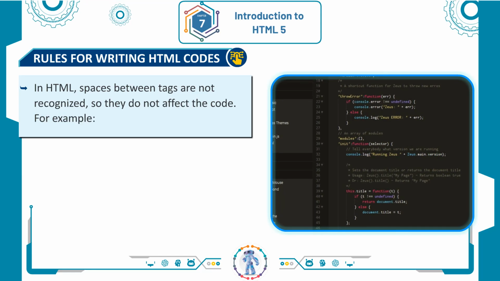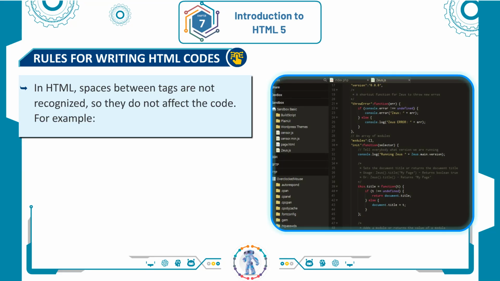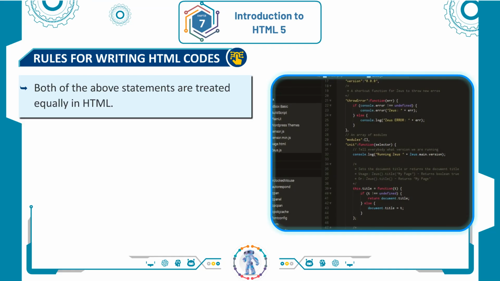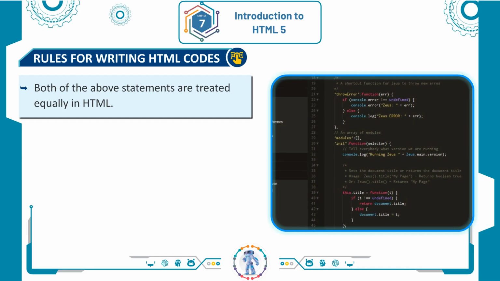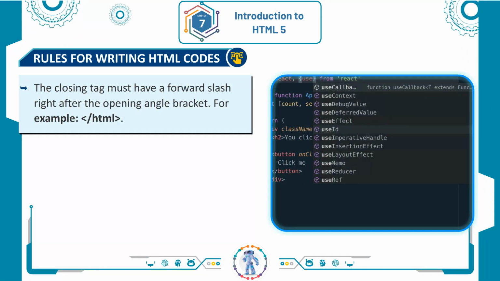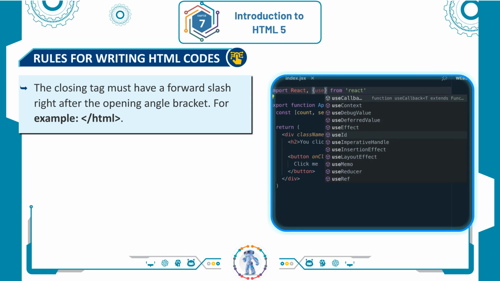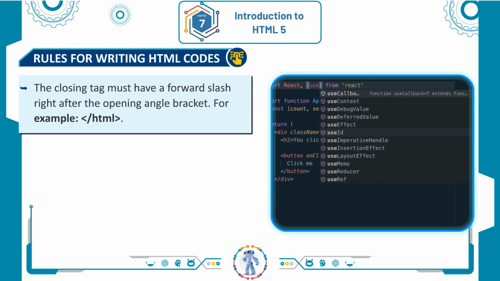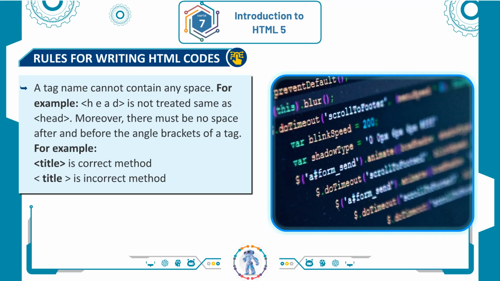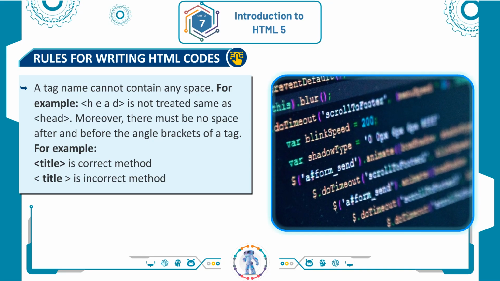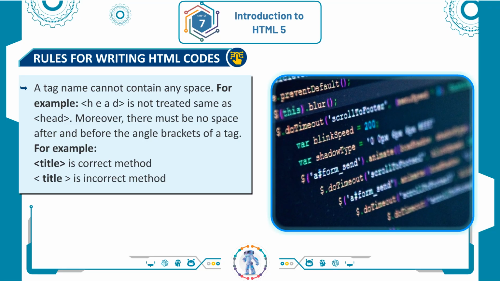In HTML, spaces between tags are not recognized, so they do not affect the code. For example, both of the above statements are treated equally in HTML. The closing tag must have a / right after the opening angle bracket. For example, </html>. A tag name cannot contain any space. For example, <head> is not treated the same as <he ad>.